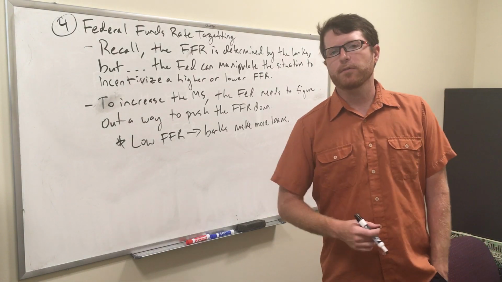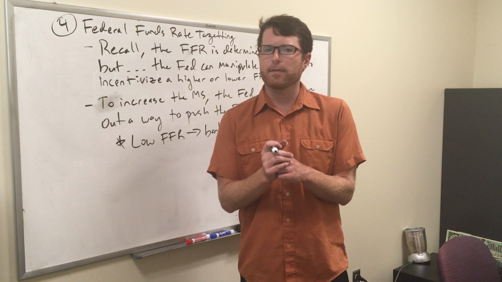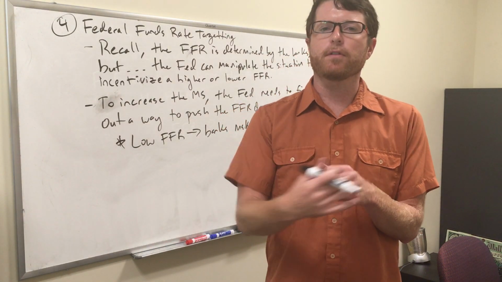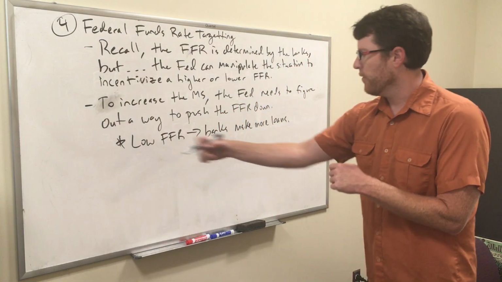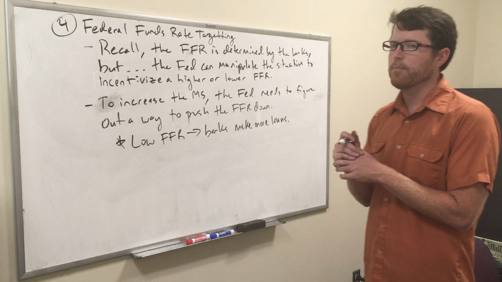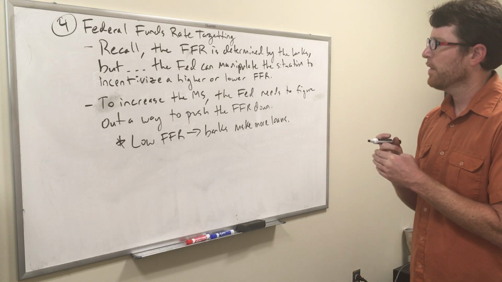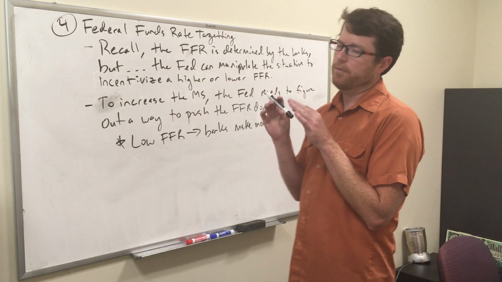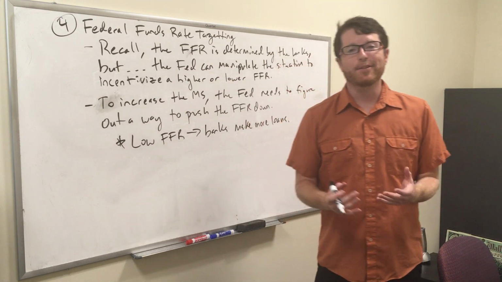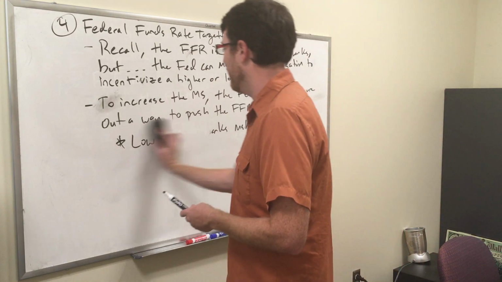Remember the money expansion process from banks' perspective. When banks make loans, it increases the money supply. So if the federal funds rate is lower, banks are actually going to make more loans. Okay? So that's an introduction. To see why this works, we have to do another example.